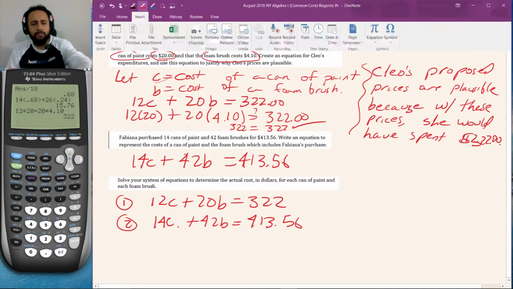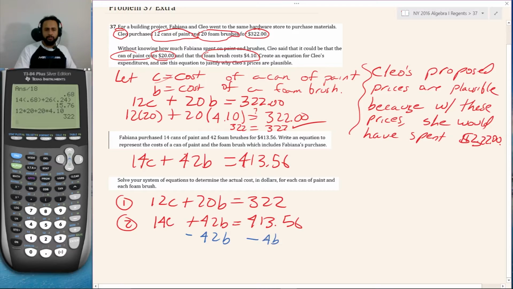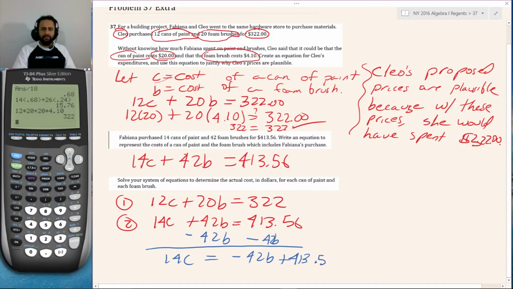Okay, so I'm sorry, I did the other one by elimination. I eliminated one of the variables, so this one I'm going to do by substitution, solving for one of these variables and using the other equation to solve for the remaining variable. So I'm going to do minus 42b in this equation, and I get 14c equals negative 42b plus 413.56. I'm not happy with the neatness of that.